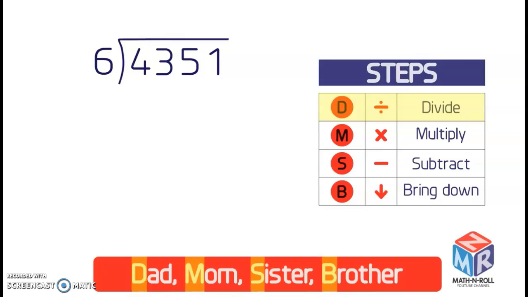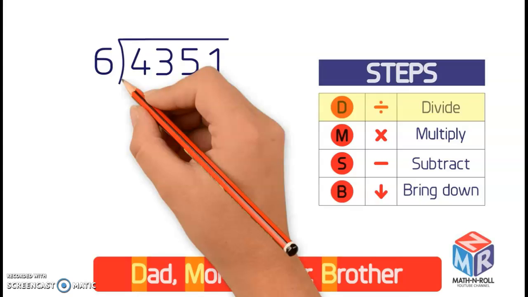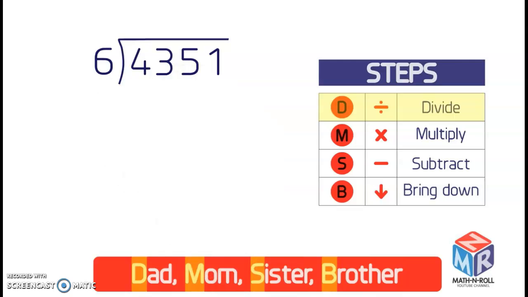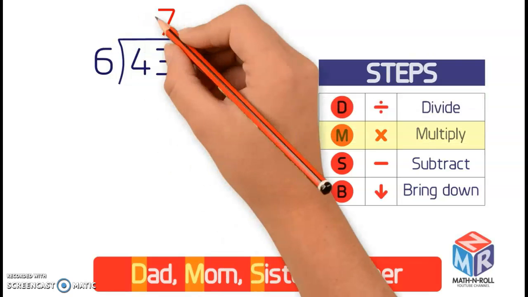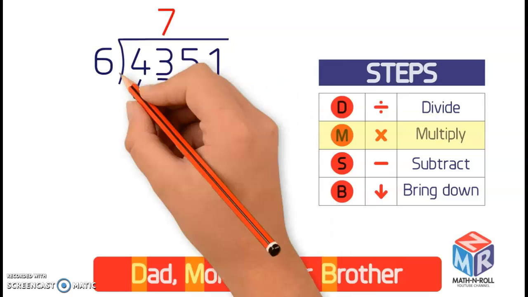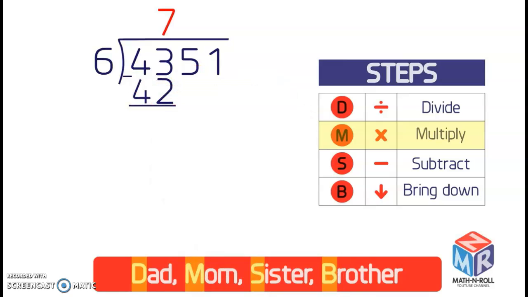Let's group the 4 and the 3 together. Now ask how many times 6 goes into 43. That is, what's 43 divided by 6? The answer is 7, with a little left over. So write 7 directly above the 3. Now multiply 6 by 7 to get 42. Place the product directly below the 43 and draw a line beneath it.